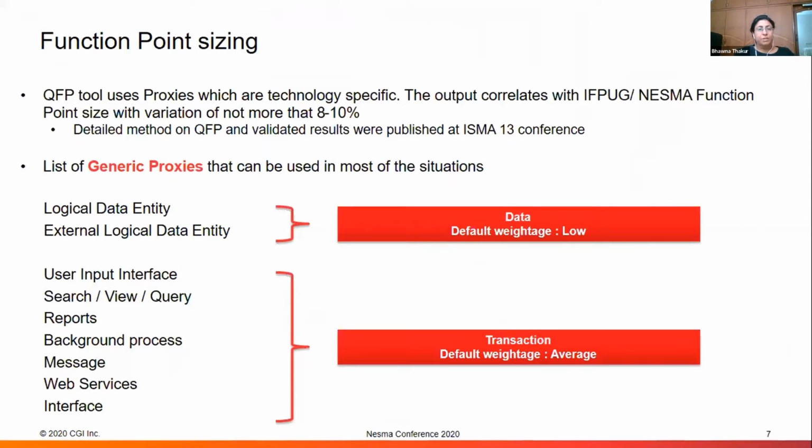Applying the quick function point, this is the method. During the ISMA 13 conference, I had already shown how the method works. It works on proxies, but these proxies are typically dependent on the technology. If I have a SAP application or a data warehouse application, the set of proxies will change. But this is a generic list of proxies which works. If a certain FP expert is working, they would be able to work with this set of proxies. The results of QFP are very promising, and after having many projects validated through QFP in our organization, we work with this quick function point approach, because the variation is not more than 8 to 10% when we do a real IFPUG or Nesma count. So we went ahead with this approach of sizing.